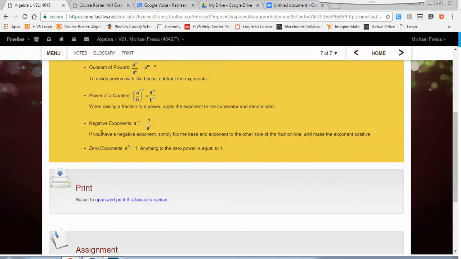Then, of course, last but not least, anything to the 0 power is always 1, which is confusing because you're used to saying anything times 0 is 0. Bringing to the 0 power is not the same as multiplying by 0. So you have to think powers are a little different.